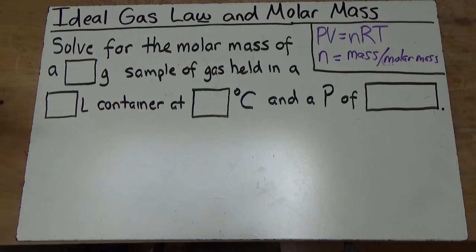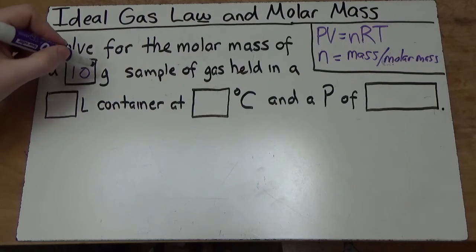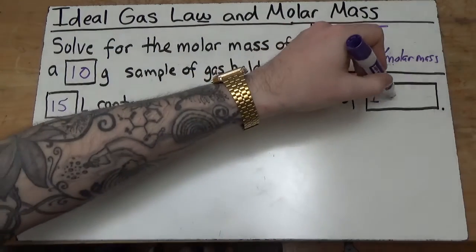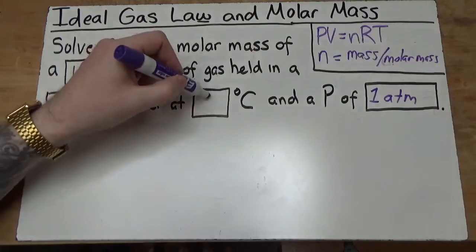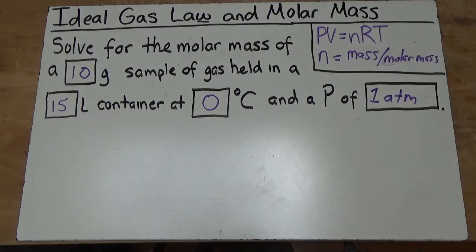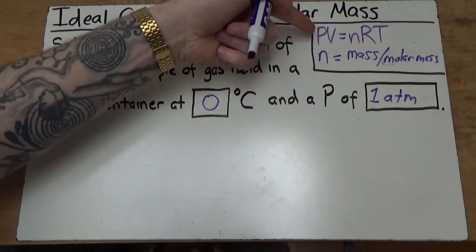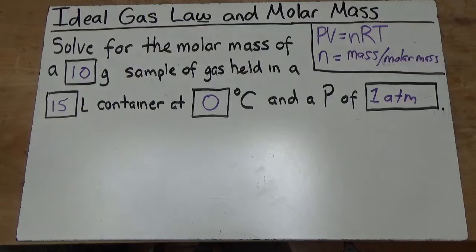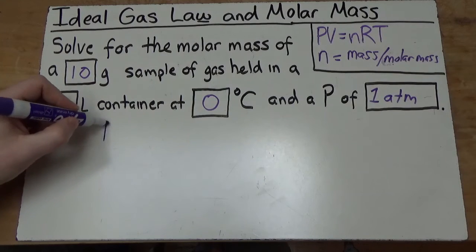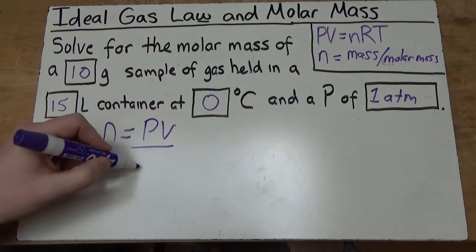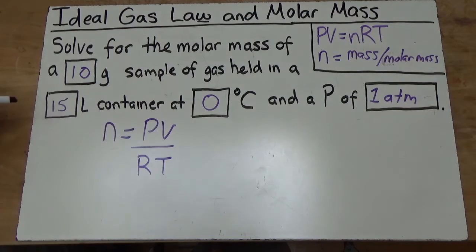All right, first one, solve for the molar mass of a 10-gram sample of a gas held in a 15-liter container at a pressure of 1 atmosphere and a temperature of 0 degrees Celsius. So, first our equation is this, PV equals nRT, and we're going to set it up to solve for n. So in this case, n equals PV divided by RT.